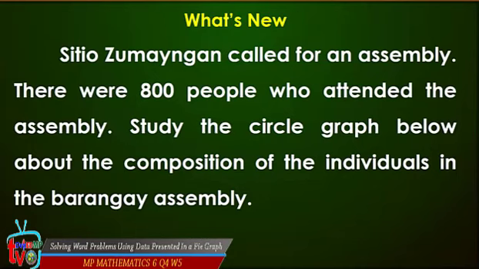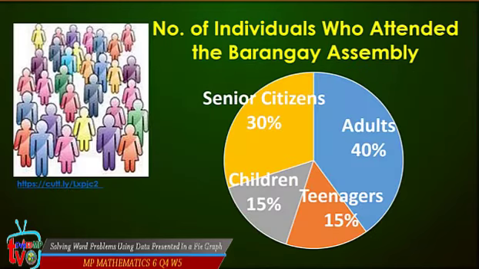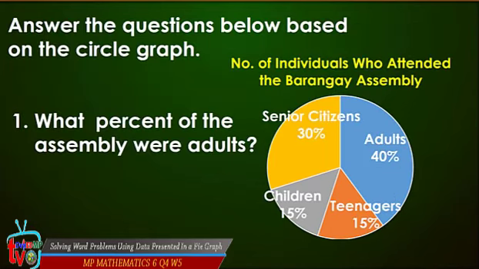Sitio Sumayngan called for an assembly. There were 800 people who attended the assembly. Study the circle graph below about the composition of the individuals in the barangay assembly. Number of individuals who attended the barangay assembly: 15% teenagers, 15% children, 30% senior citizens, 40% adults. Answer the questions below based on the circle graph.